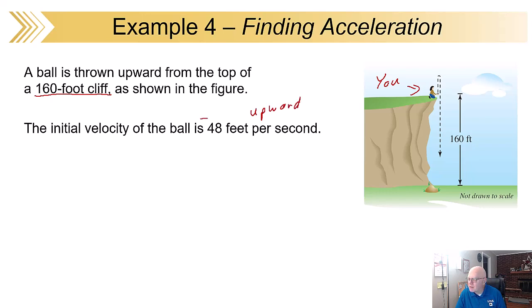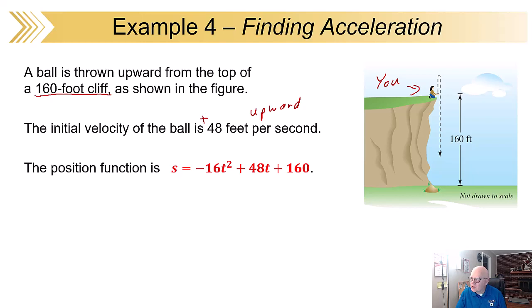Notice that this is a positive 48. That's why we say it's upward. This is the position function. Now this is a shortened version of, first of all, remember it's a function, so it's a position function with respect to time. And here on Earth, which is where we are, we've got 1/2 gt squared plus v0t plus s0. Okay, what does all that mean?